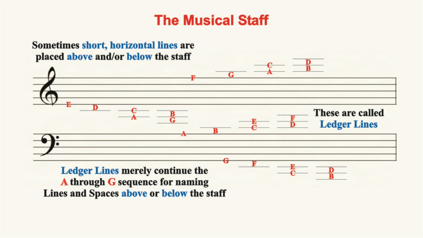Let's examine and listen to an excerpt from Claude Debussy's Clair de Lune. Note the extensive use of ledger lines in both the treble and bass clefs.